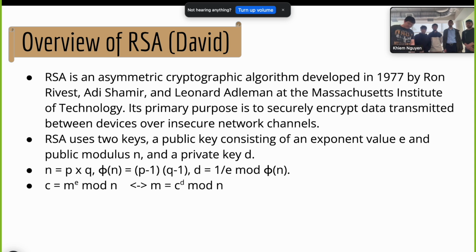And then finally, we can compute the private D value to be the inverse of E modulo the Euler phi function. And with all the key values calculated, the message can be encrypted by raising the message to the exponent value E with the modulus N to create the ciphertext. And the decryption process is basically the inverse of that, by raising the ciphertext to the private D value as the exponent, with the modulus N.